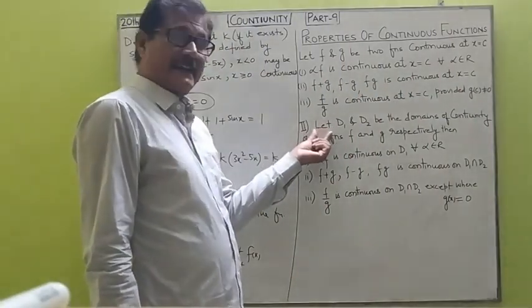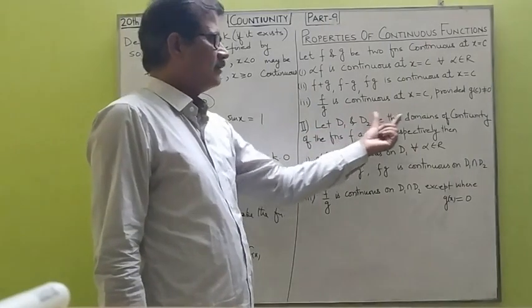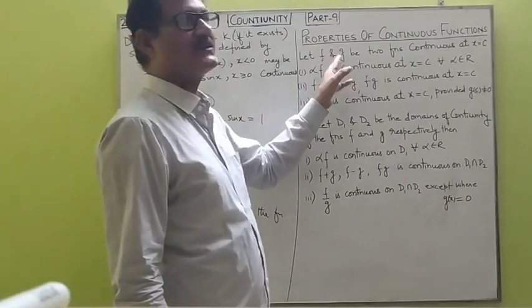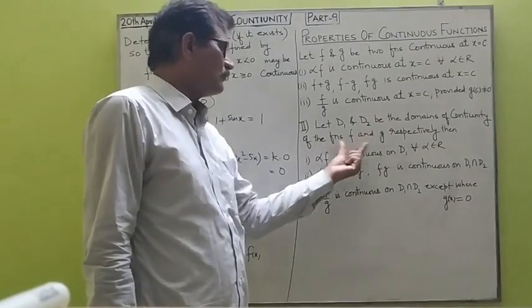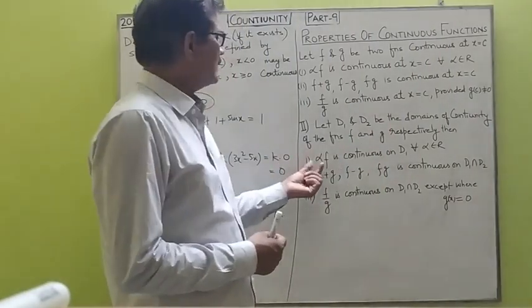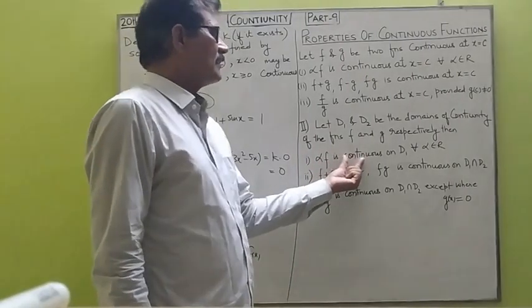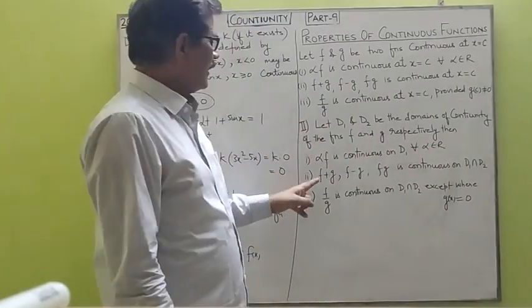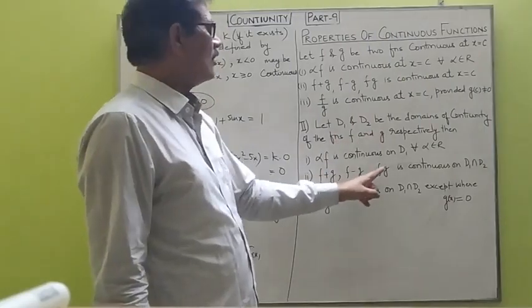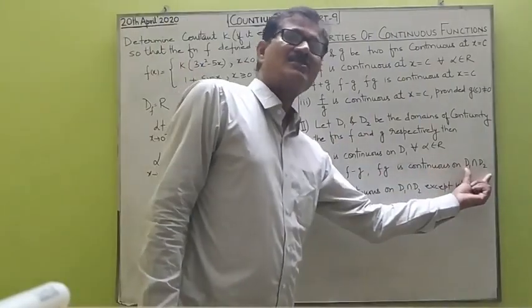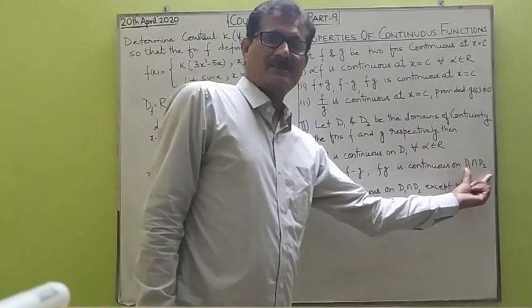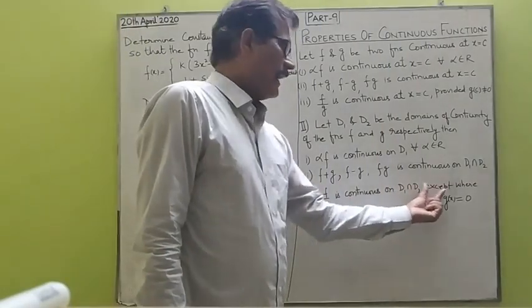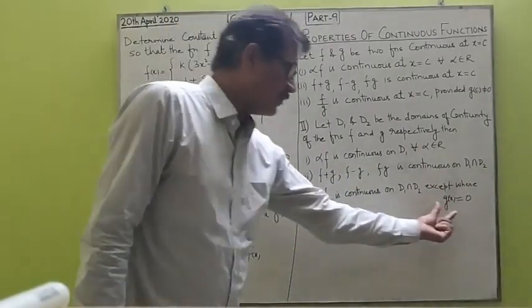Now, the second set of properties: if D1 and D2 are the domains of continuity of the functions f and g respectively. In the earlier case, both functions were continuous at point c, but here the two functions have different domains of continuity. In that case, alpha times f will remain continuous in its domain D1, where alpha is a real number. The sum, the difference, or the product of the functions will remain continuous in the intersection of their domains of continuity, the common points of their continuity. Whereas f upon g will remain continuous in their intersection, except where g(x) becomes 0.